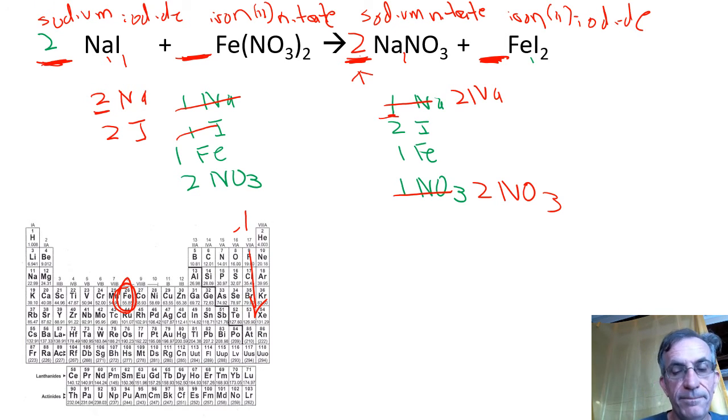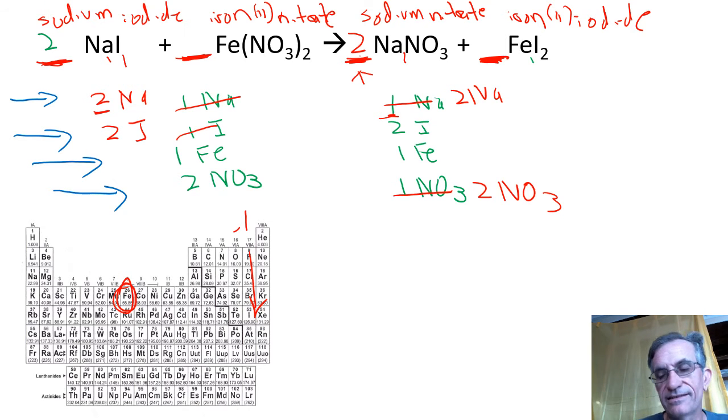2 sodiums on both sides. Yep. Let me look at my list. 2 iodines on both sides. Yep. 1 iron on both sides and 2 nitrates. So yeah, that is matching up. All right, so this reaction is balanced. We need a coefficient of 2 and then another one on the right-hand side. We also needed a coefficient of 2 in front of the sodium nitrate.